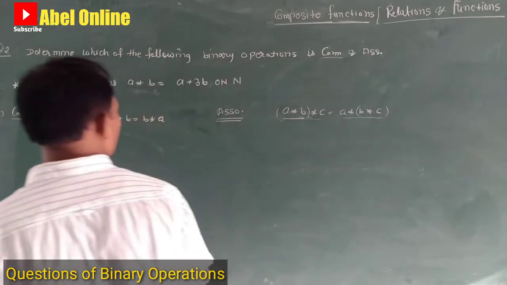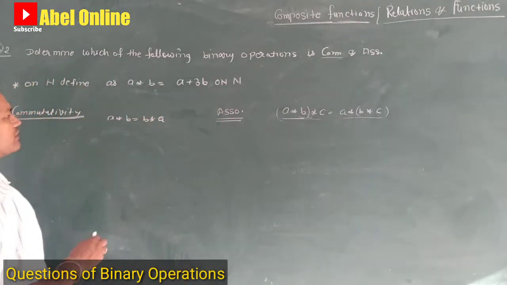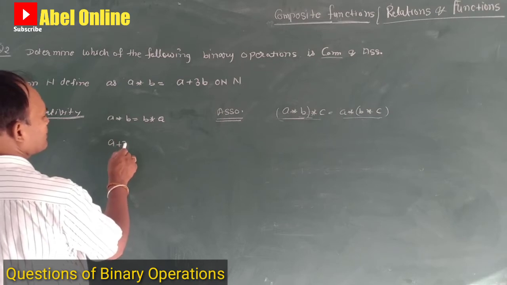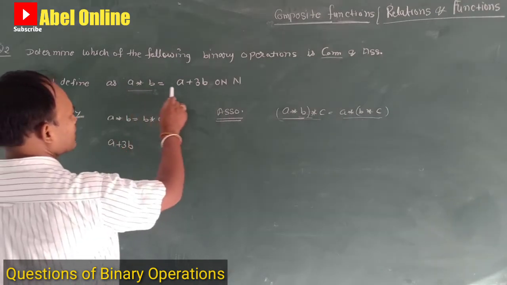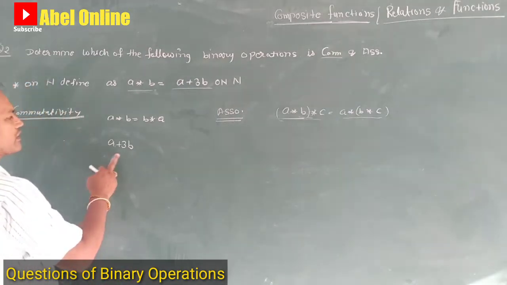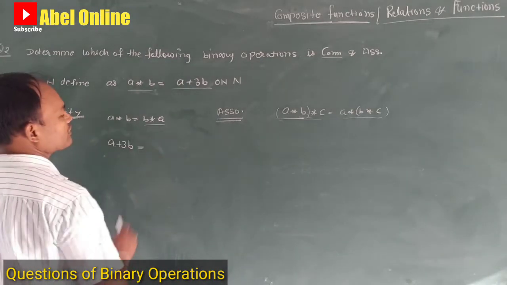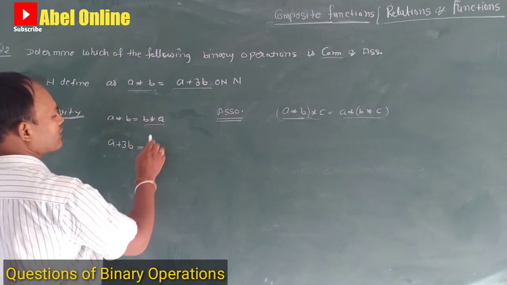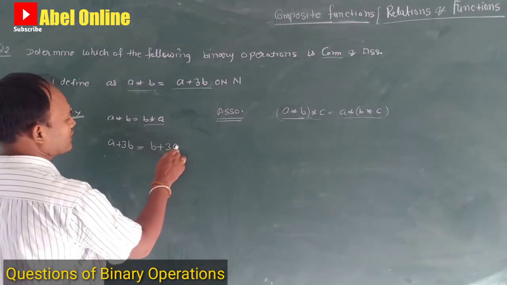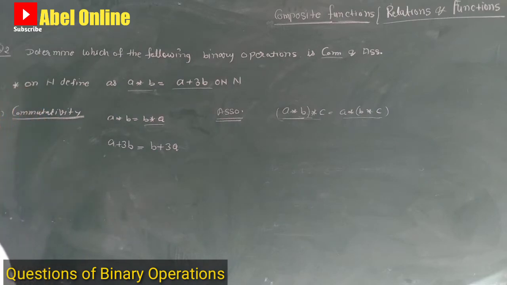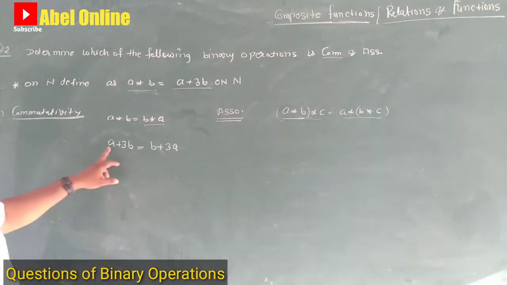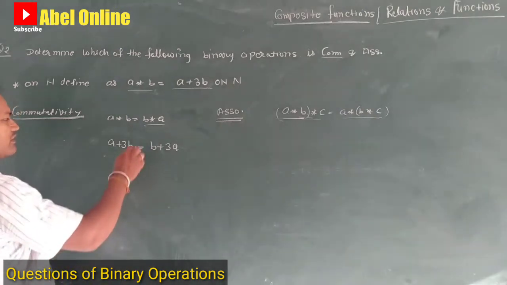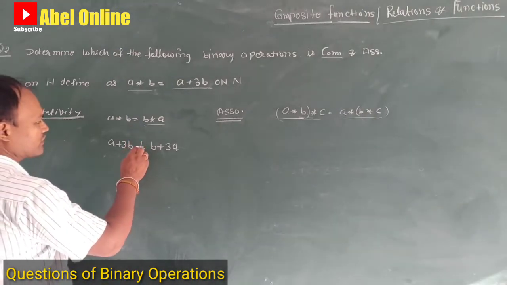So now the question is A star B equals A plus 3B. When we are saying A star B, it means A plus 3B. Okay, A star B is A plus 3B, so we can say that A plus 3B is there. When we are saying B star A, it means B plus 3A. So is this equal or not? Yeah, you are saying good, this is not equal.